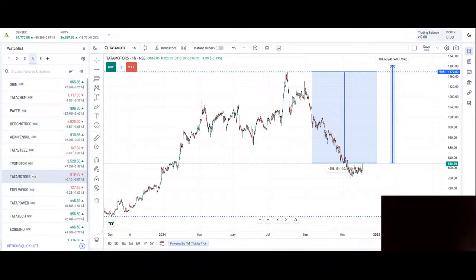Another 6 months time, I see. Not 6 months, another year or so. I think 6 to 7 or 8 months, Tata Motors would be reaching 1200 rupees.